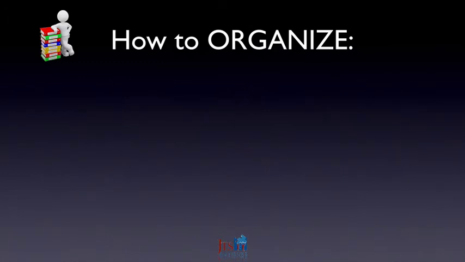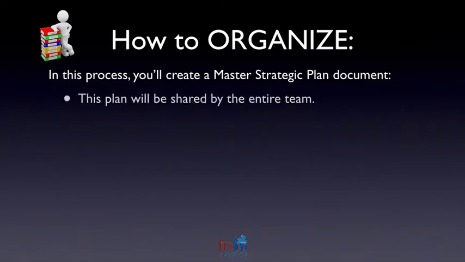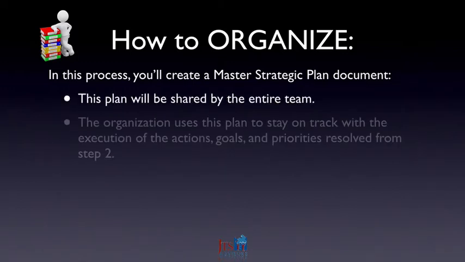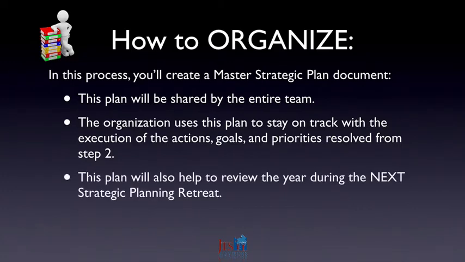So how do you do it? How do you organize? Well, in this process, you'll create a master strategic plan document. This plan will be shared by the entire team. The organization uses this plan to stay on track with the execution of the actions, goals, and priorities resolved from step 2. This plan will also help to review the year during the next strategic planning retreat.